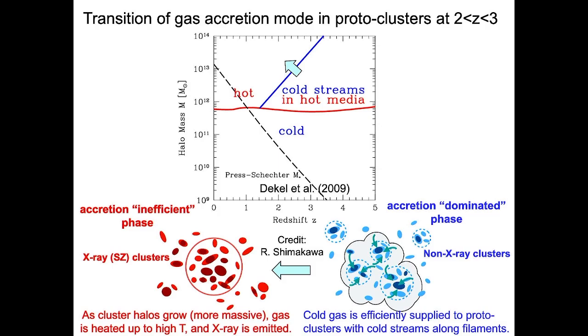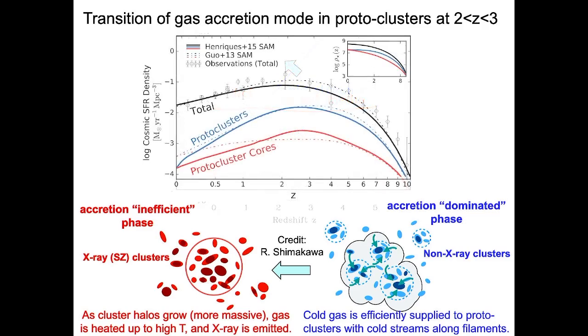Those accreted gas is shock heated eventually and fully ionized to become an X-ray cluster, or it has an SZ signal. And at this late stage, accretion becomes inefficient because it takes much longer time to cool the gas from that hot gas. And this kind of transition is thought to be responsible for this peak of the star formation history in protoclusters. So the first acceleration and the declining afterwards.